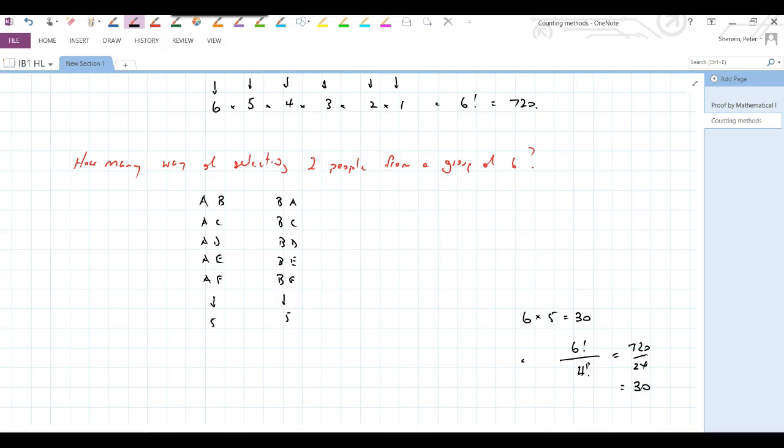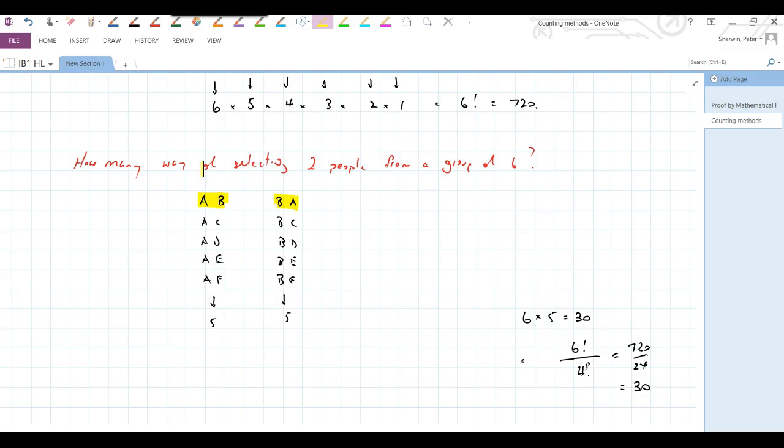But now let's observe what's going on. Here we've got AB and BA, and these are being counted as two different selections. In some contexts that might be relevant, perhaps if it's an ordered selection where AB is different to BA, for example selecting two people to be captain and vice captain. But if we're just interested in the people involved, AB and BA, the order is unimportant.